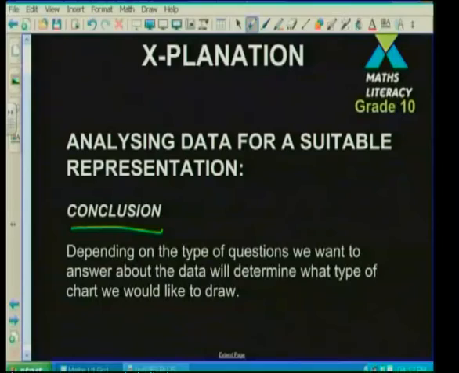Analyzing data for a suitable representation, we've got to draw the following conclusion. Depending on the type of questions we want to answer about the data will determine what type of chart we would like to draw. Okay? But remember what I said? Normally your teacher in a test or an exam will say, draw a pie chart to represent this, or draw a bar chart, or draw a histogram.